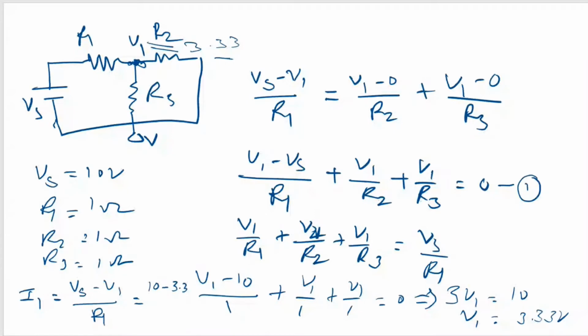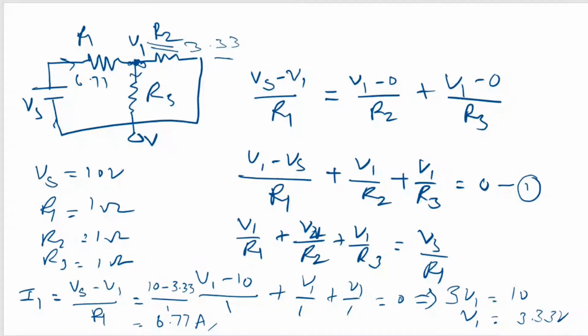6.77 amperes. So I1 is equal to 6.77 amperes. So I1 is coming like this. Similarly, what is this current? V1 by R3. R3 is 1. So V1 is 3.33. So this is 3.33 and this is 3.33. Okay, so this is how you have to find.